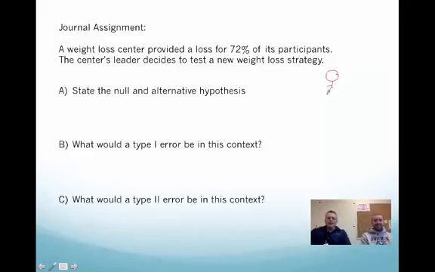Anyway, the center's leader decides to test the new weight loss strategy. I'll give you a hint. This is a two-tailed test because we just want to know if anything changed. It's just 72% losing weight. We want to know, did it go up or down based on this new strategy? So state the null and alternative, and then tell us what the type 1 and type 2 errors would be. The fact that it's two-tailed doesn't make parts B and C harder. No, it doesn't do anything for that.